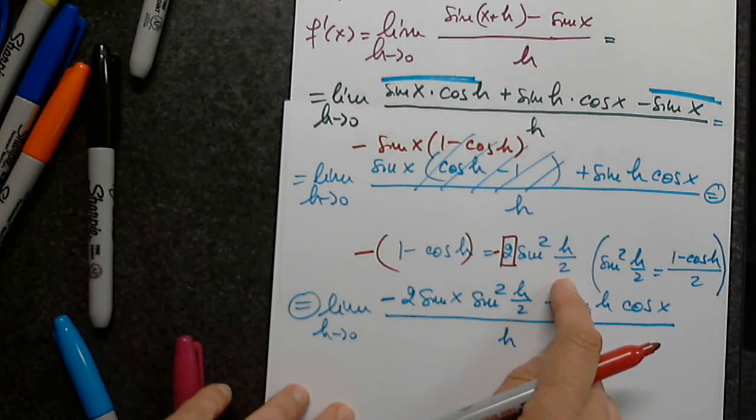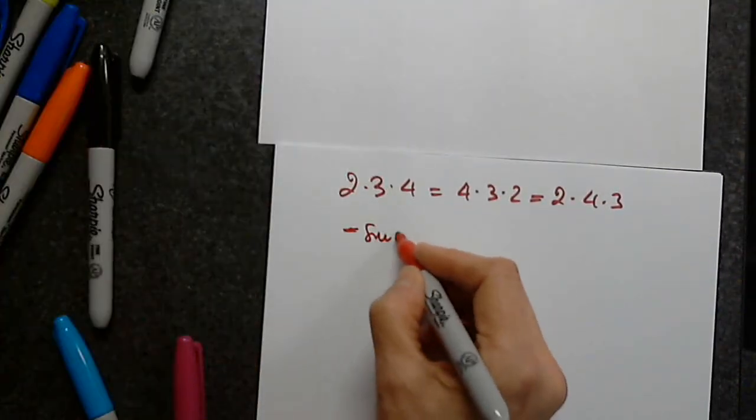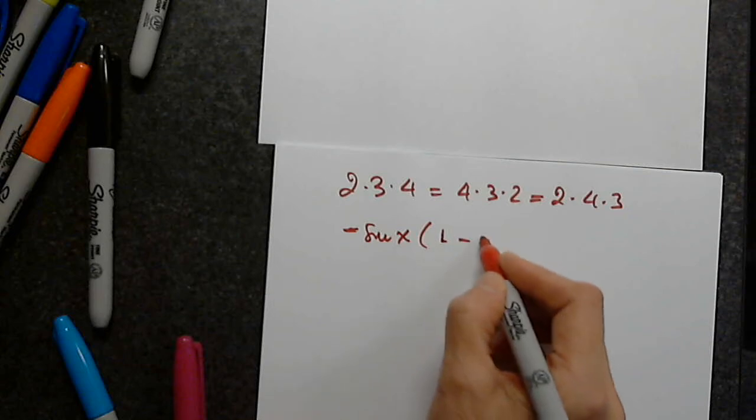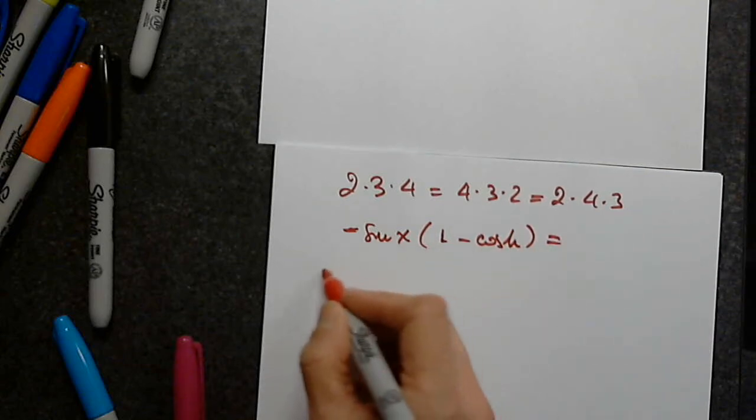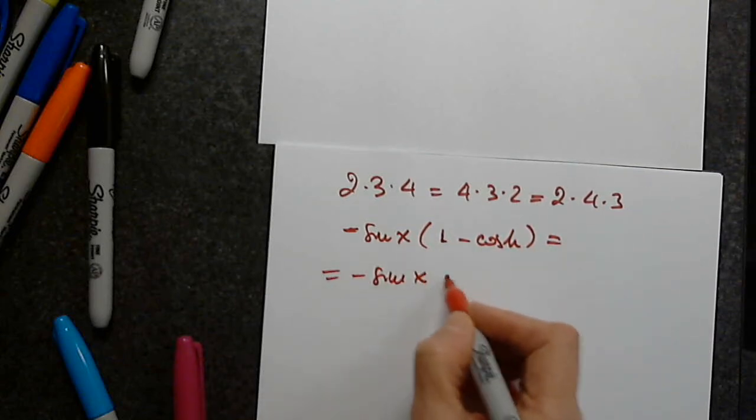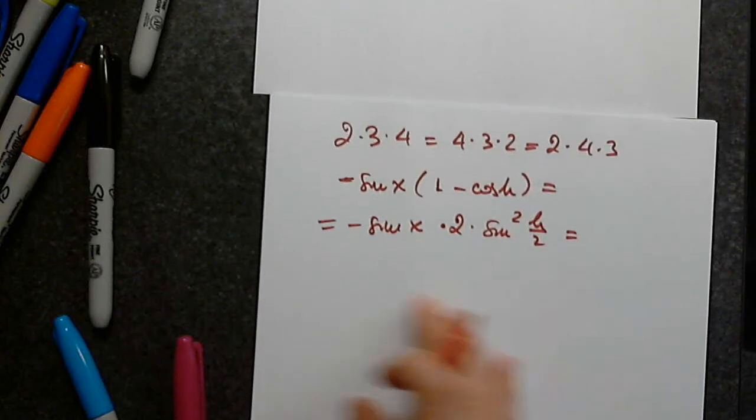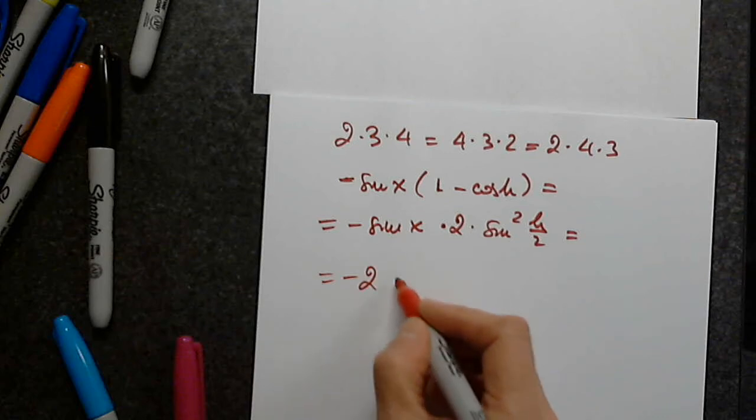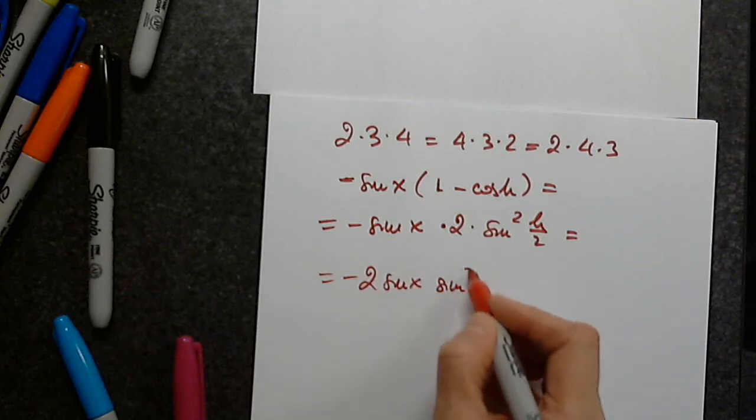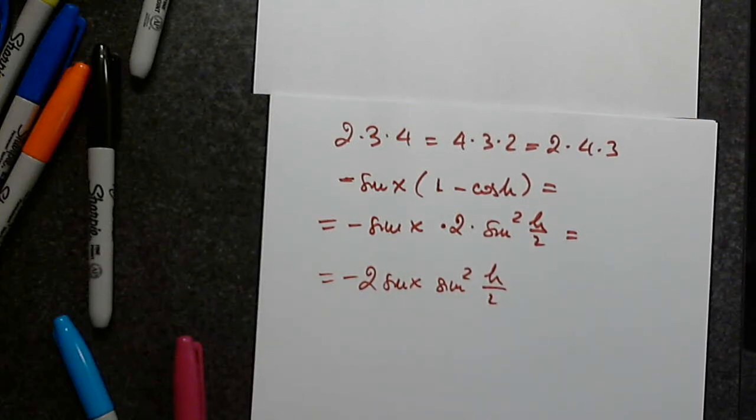Is that better? So I had negative, I had sine x, and I had 1 minus cosine h. This becomes negative sine x multiplied by 2 multiplied by sine squared h over 2. I don't like this, so I'm going to write negative 2 sine x sine squared h over 2.